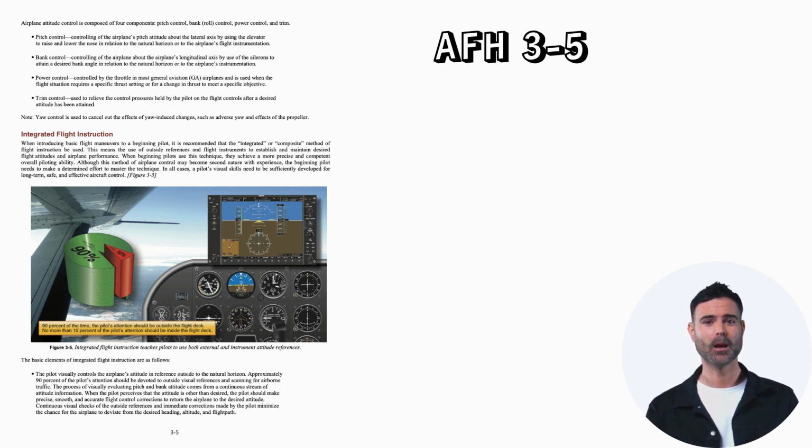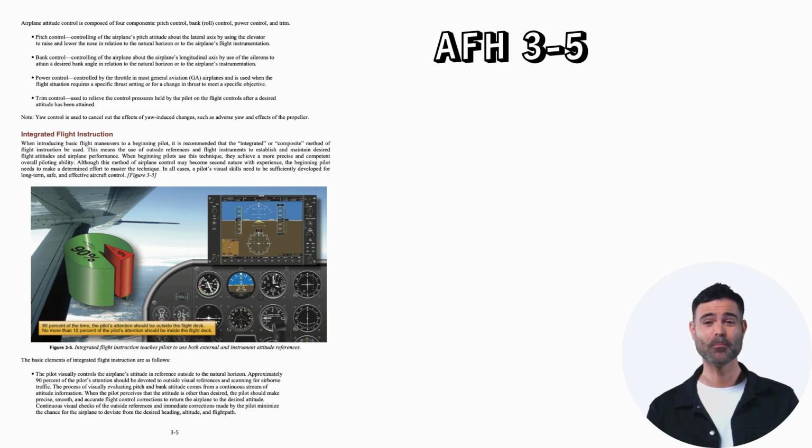Although this method of airplane control may become second nature with experience, the beginning pilot needs to make a determined effort to master the technique. In all cases, a pilot's visual skills need to be sufficiently developed for long-term, safe, and effective aircraft control. The basic elements of integrated flight instruction are as follows. The pilot visually controls the airplane's attitude in reference outside to the natural horizon.